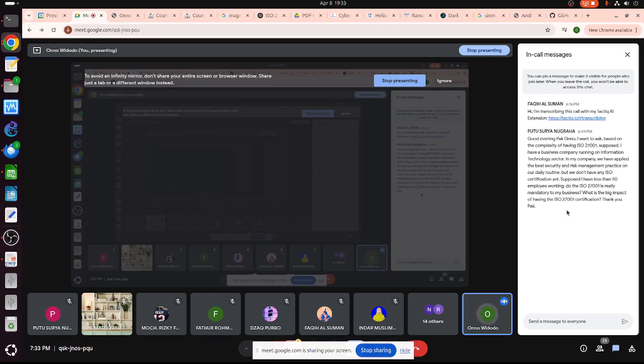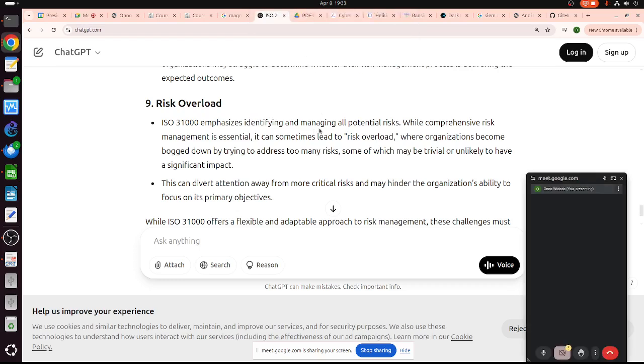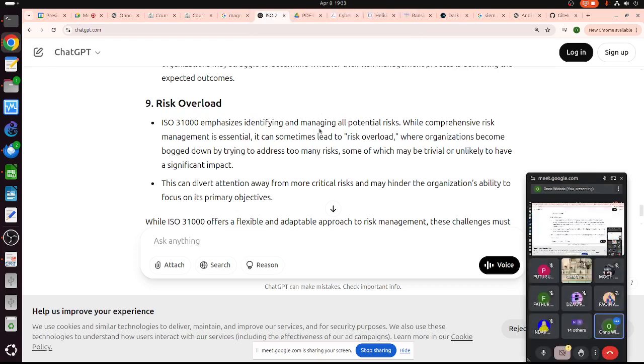Okay, I will be honest with you guys. So, why is ISO 27000 important? If, for example, Pak Putu is in his company with around 50 people, they actually embed cybersecurity activity and so on in their company.